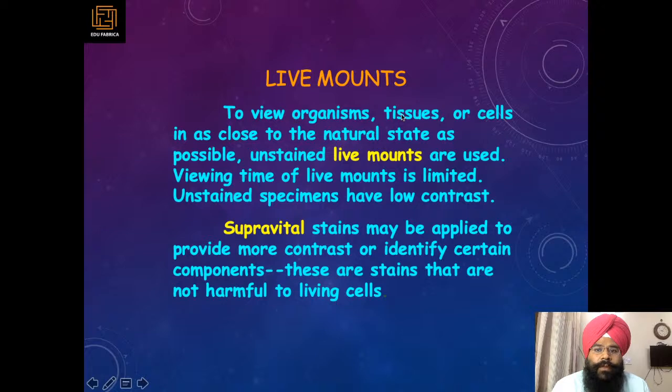To view organisms, tissues, or cells as close to their natural state as possible, unstained live mounts are used. Viewing time of the live mounts is limited. Unstained specimens have low contrast. Supravital stains may be applied to provide more contrast or identify certain components, and these are stains that are not harmful to the living cells.